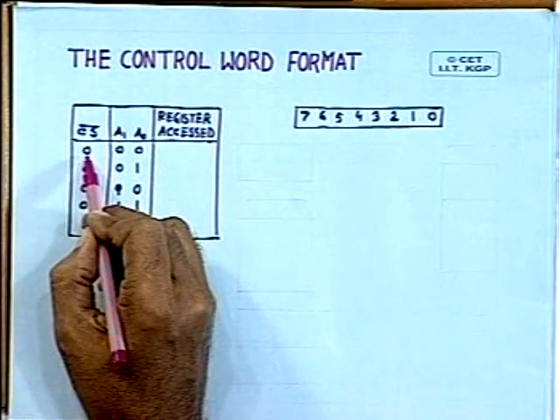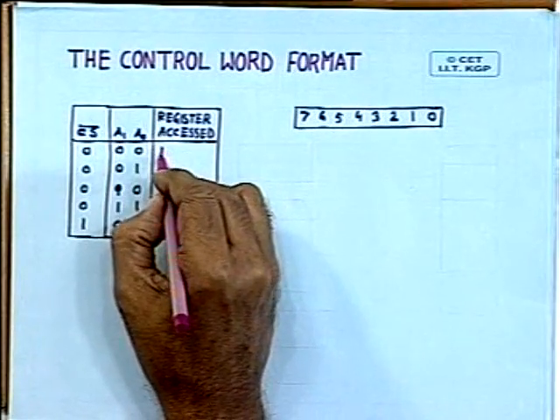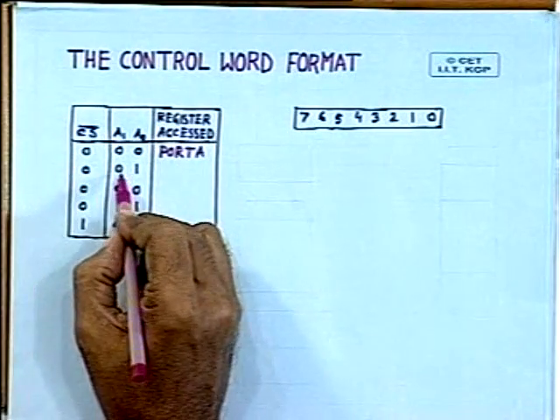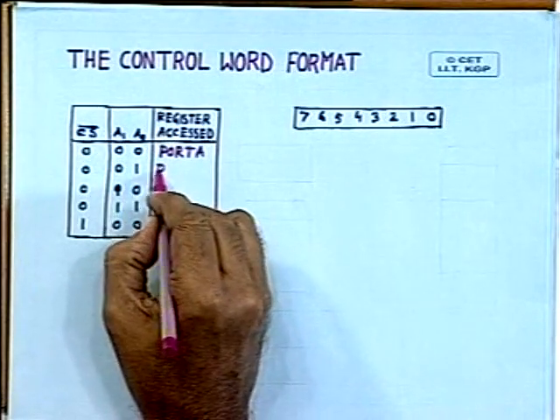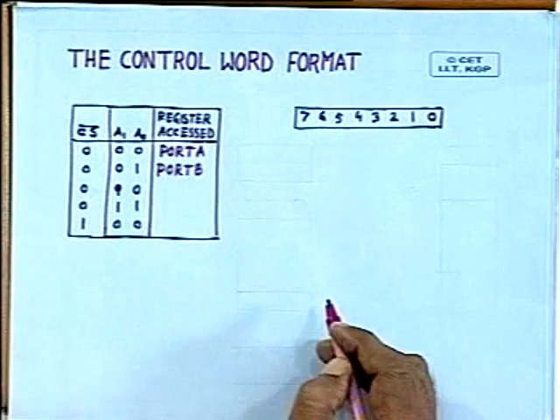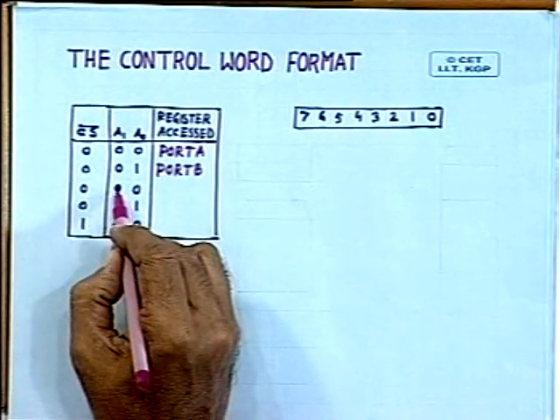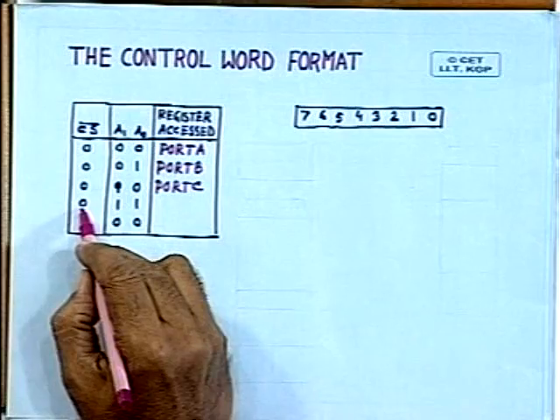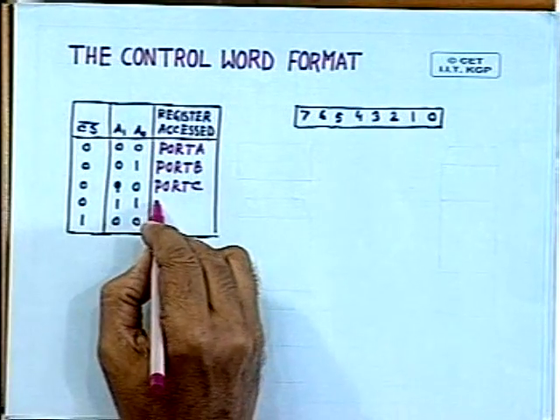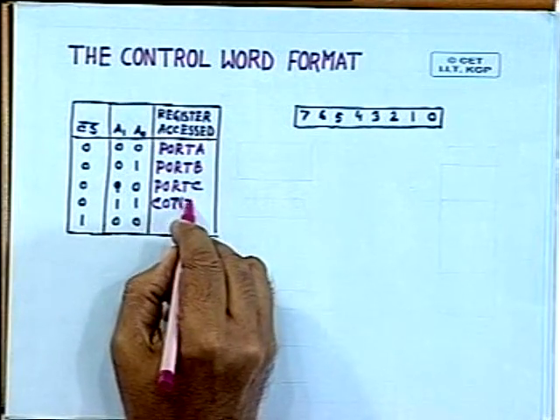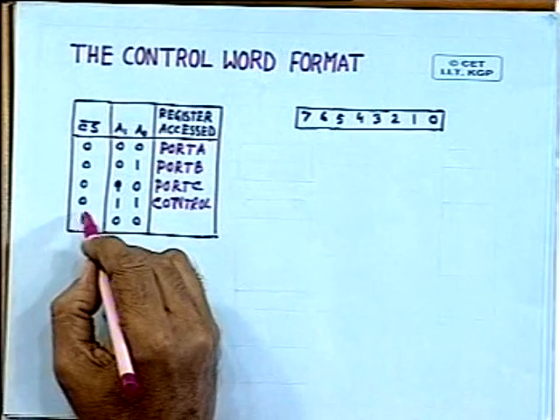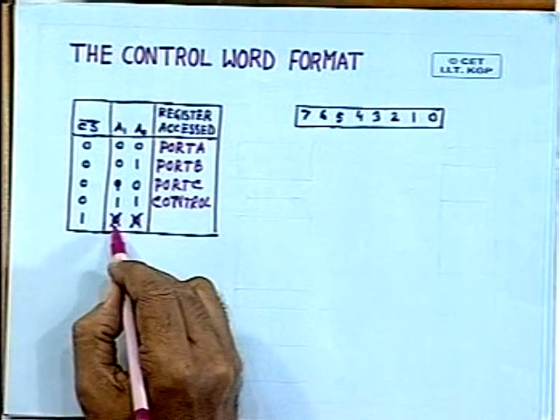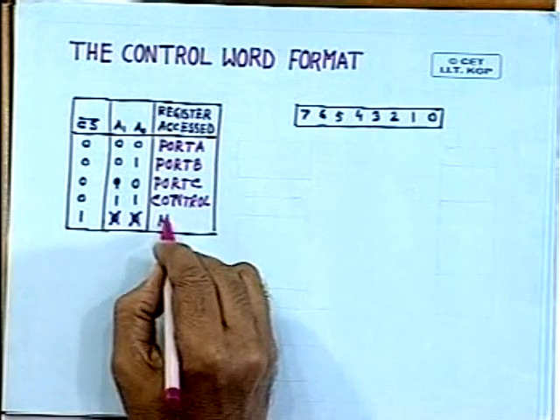So whenever chip select is 0, and A1, A0 are 0 0, then the port A register is accessed. Whenever chip select is 0 and A1 is 0, A0 is 1, then the port B register is accessed. Whenever chip select is 0 and A1 is 1, A0 is 0, then the port C register is accessed. And whenever chip select is 0 and these two lines, A1 and A0, are 1, 1, then the control register is selected. And of course, whenever the chip select is 1, irrespective of the values of A0 and A1, which can be either 0 or 1, none of the registers will be selected.